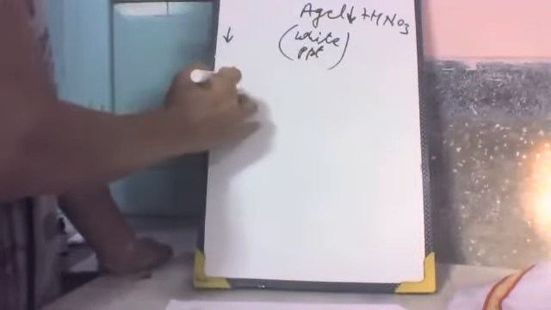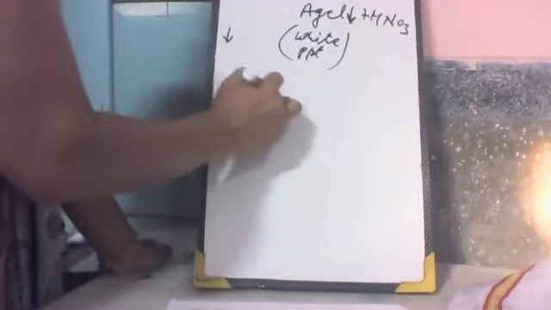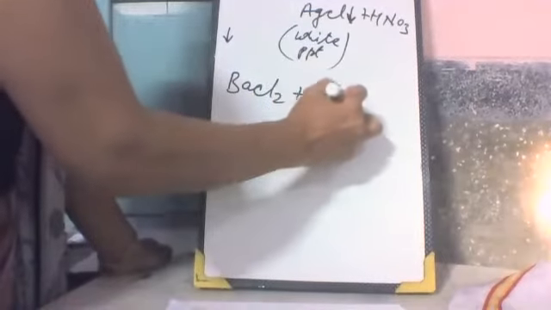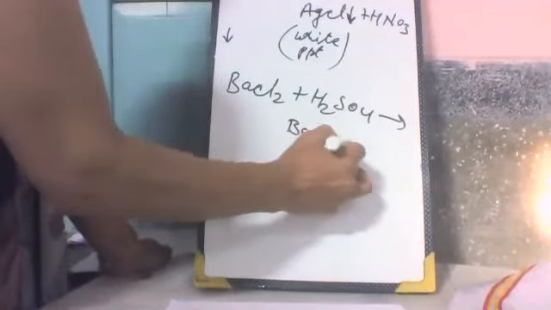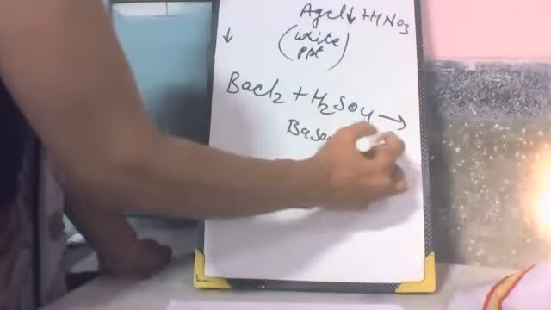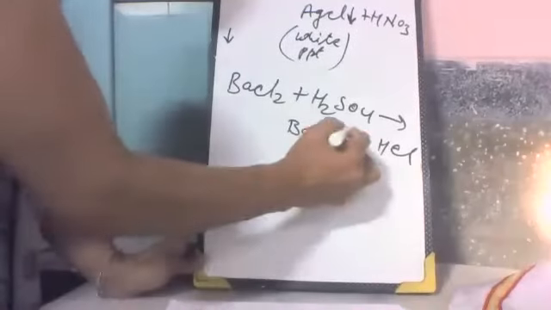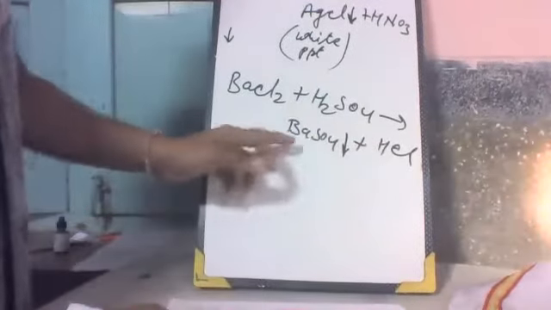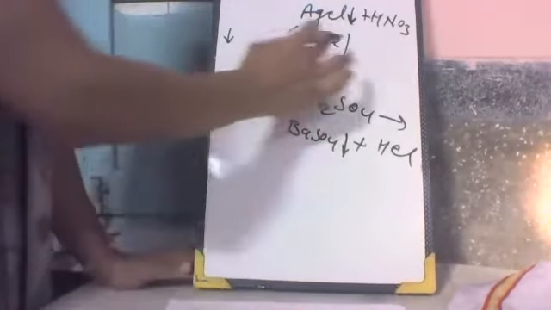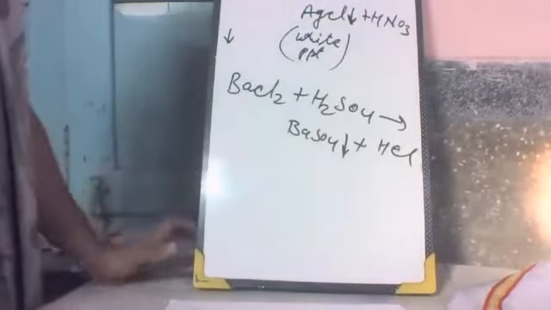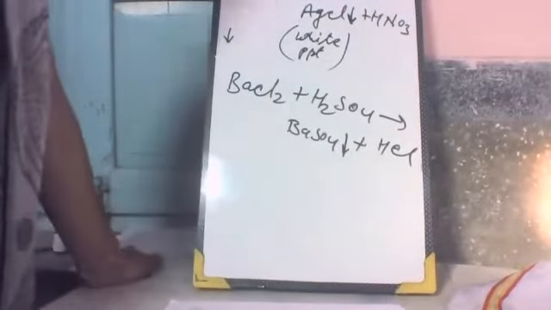BaCl2 and H2SO4, same as with sodium sulfate. BaCl2 reacts with H2SO4 and changes into BaSO4 plus HCl. This is also a precipitation reaction, and the white precipitate of barium sulfate settles down at the bottom. This precipitate is always insoluble in the solution.